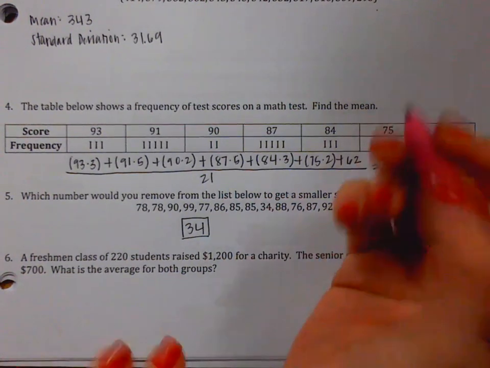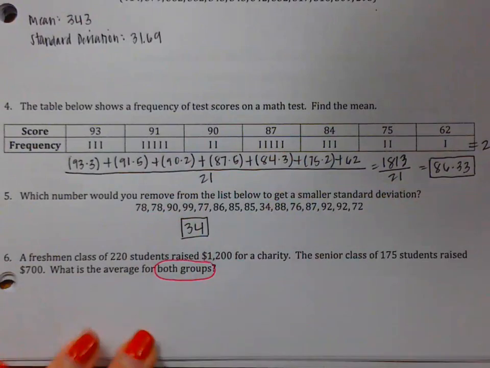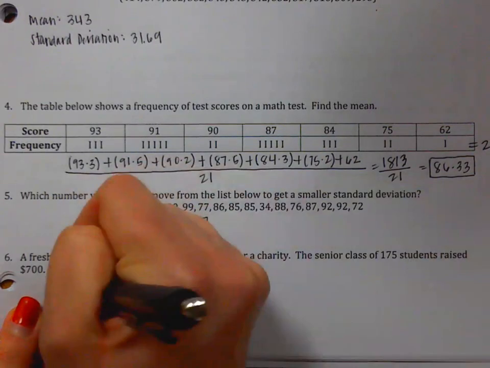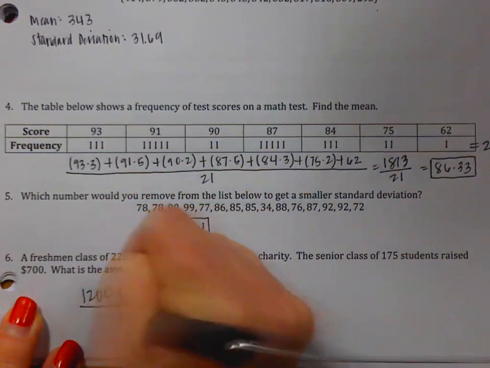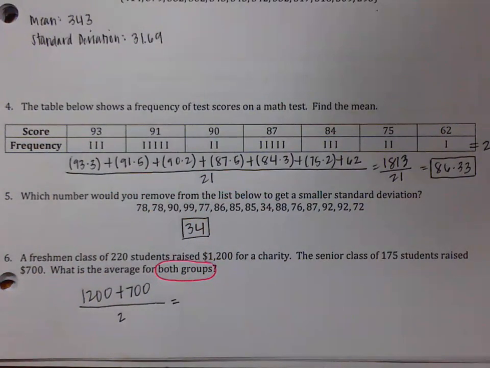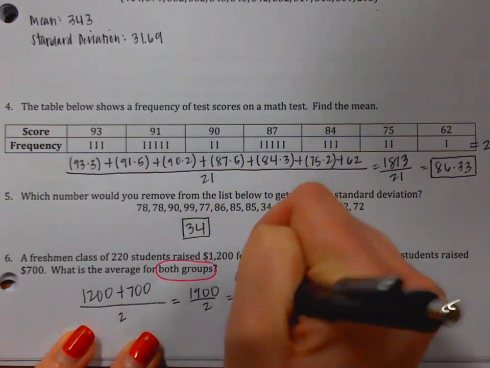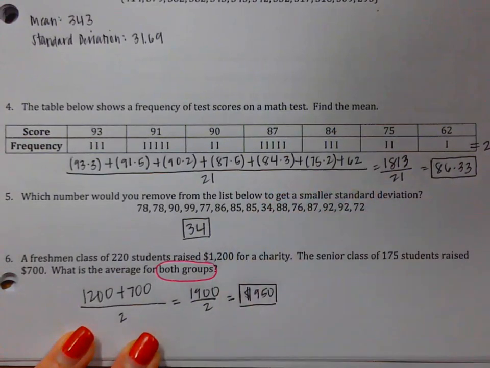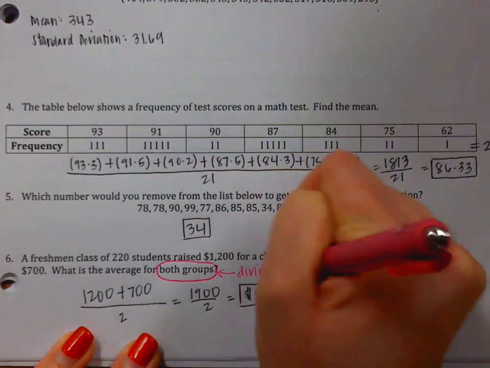The only thing that's tricky here is what it's asking you to find. It's asking us to find what's the average for the groups, not what's the average for each person or each student. And so instead of dividing by 220 plus 175, we're just going to divide by 2 because the number of groups is 2. So 1,200 plus 700 gets me 1900. Divide by 2 gets me a mean of 950 per group. So again, because it's both groups, you're going to divide by 2.